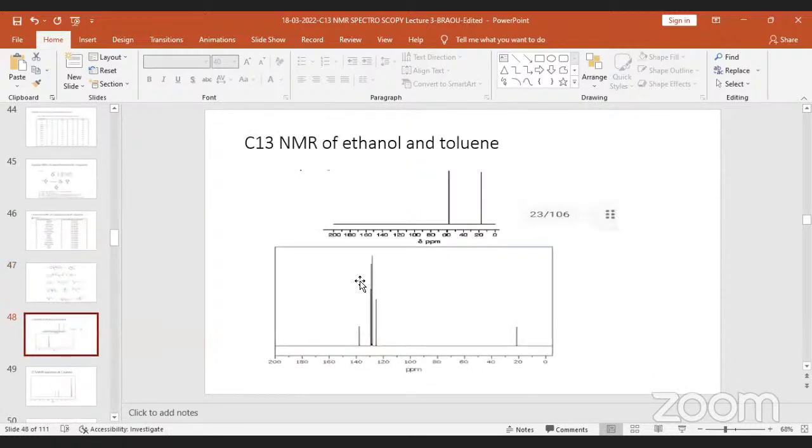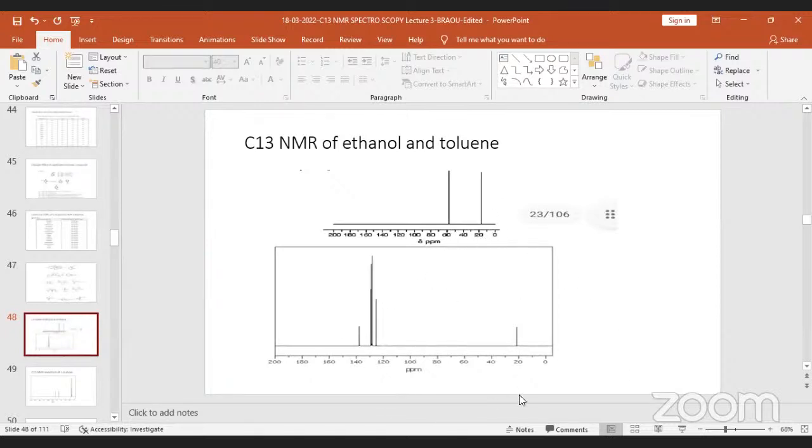Spectra also, I am showing you how the normal C13 NMR spectrum looks like. This one is ethanol. In ethanol, 2 carbons are there. One CH3, around 20, and around 60 is the oxygen-attached carbon. In ethanol, 2 non-equivalent carbons are there, so 2 signals, one around 20 and the other around 60.